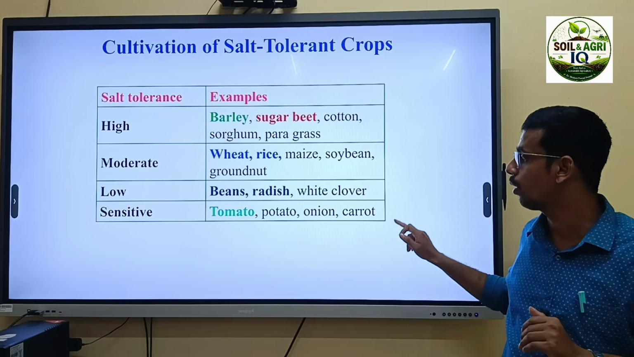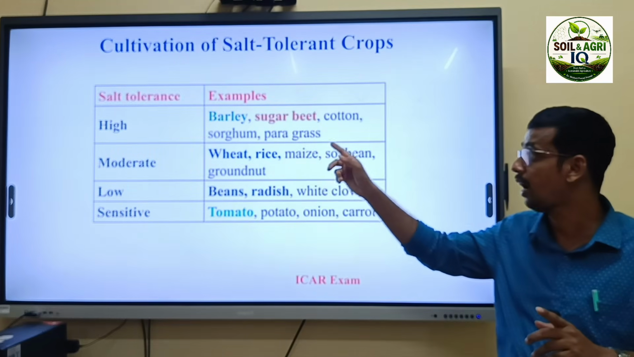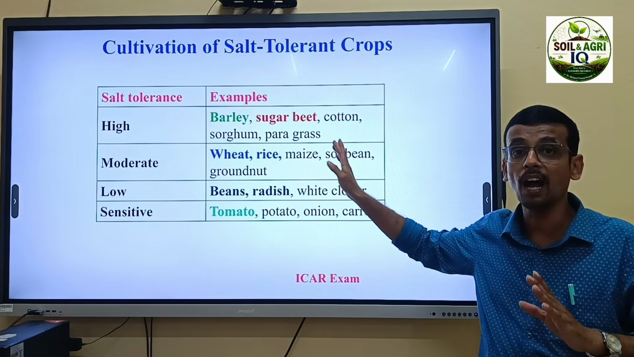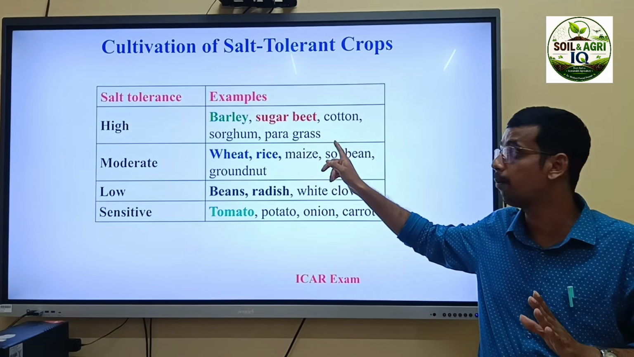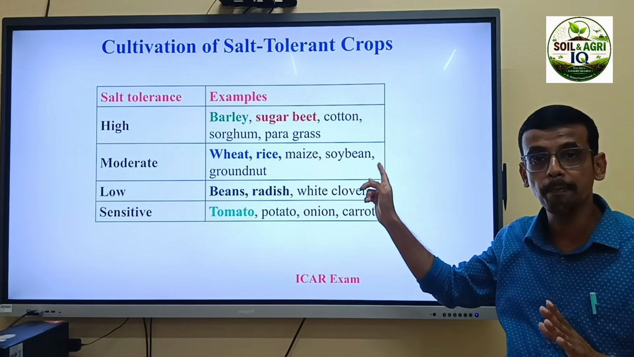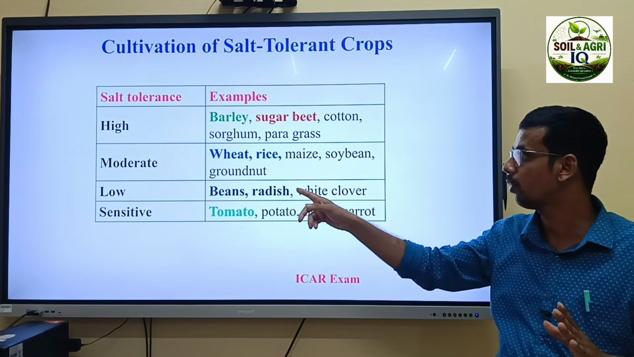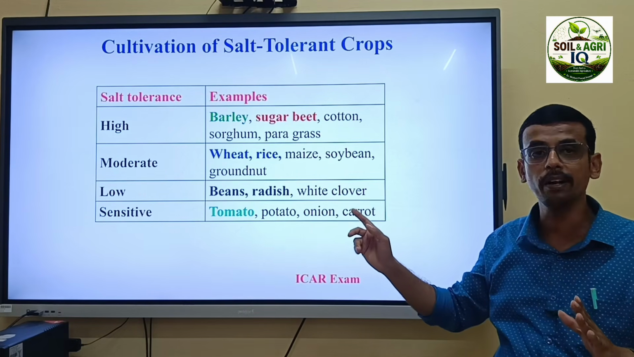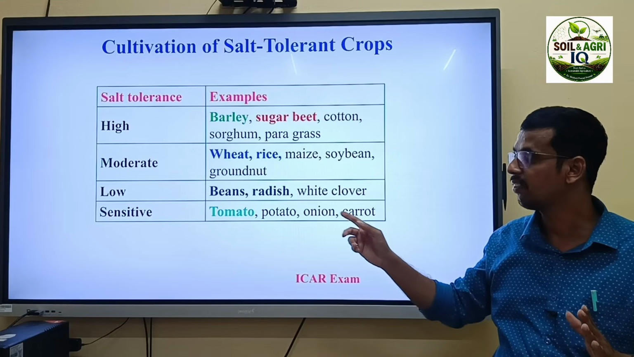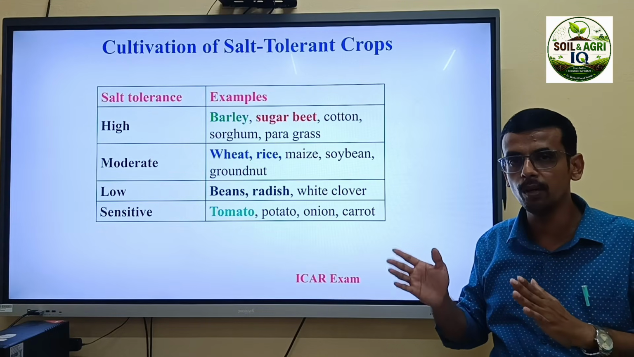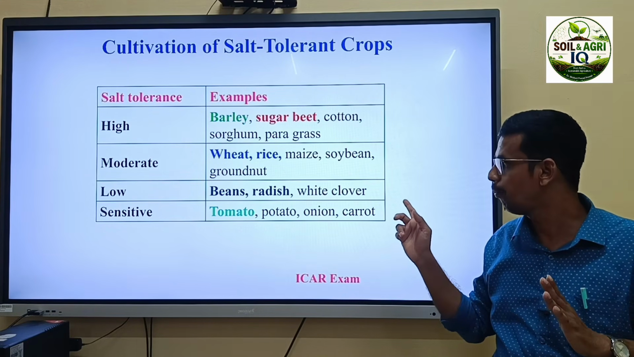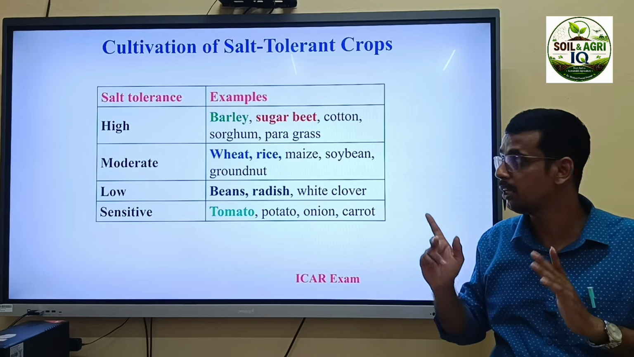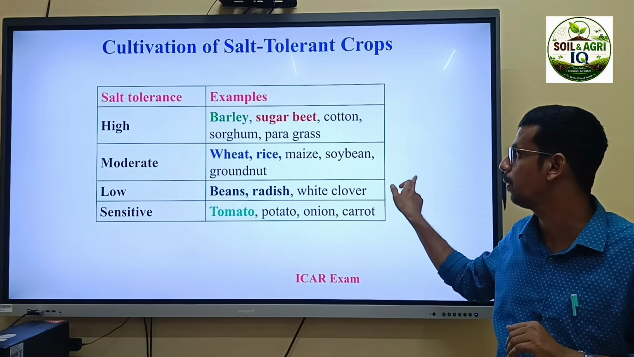This is very important for ICR level exam or any exam, which is a highly salt tolerant crop. See, this is very important. Barley, then sugar beet, these are highly salt tolerant crops. Please remember the example. Then cotton, then sorghum, then paragrass. These all are highly salt tolerant. Moderate: wheat, rice, maize, soybean, groundnut. Low salt tolerant: bean, radish, white clover. And sensitive crop: tomato. Even in BAU entrance, this type of question came. Tomato, potato, onion, carrot. These are very much sensitive to the salt. So please remember, this is very much important for any exam purpose.